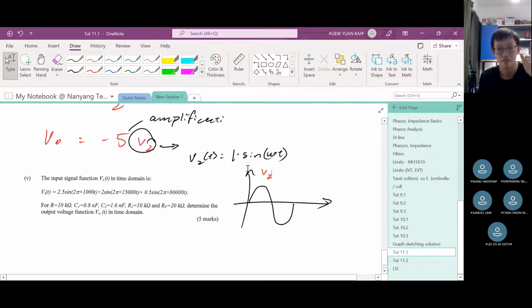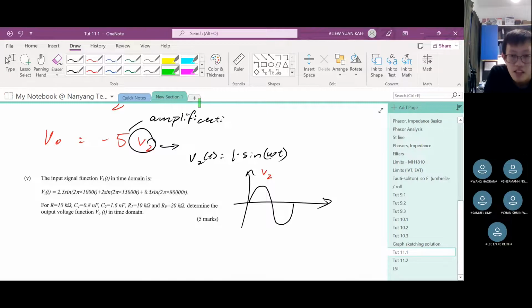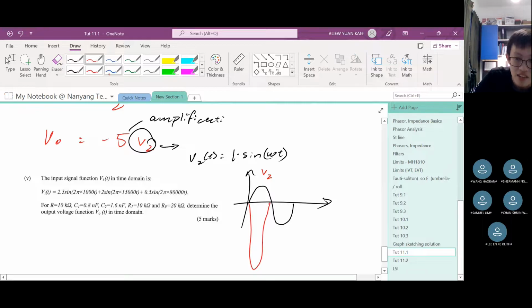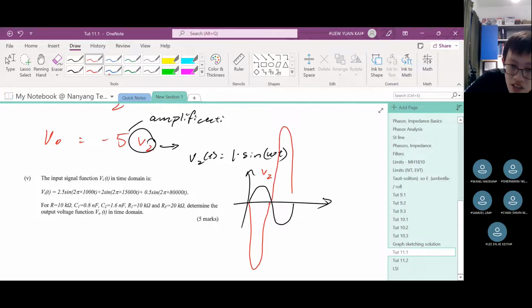What does inverted mean? It means all the negative numbers become positive numbers, and all the positive numbers become negative numbers. You see, in this region, V2 is positive, right? But then if I multiply negative 1 to it, then it will become negative, right? Negative times positive become negative. So yes, it will become 5 times taller, but it will also flip. So it will go down like this, and it's 5 times taller. And then you see, this part is actually negative, but if I multiply negative, negative times negative give me positive. So it will jump up like this, and it's also 5 times taller.